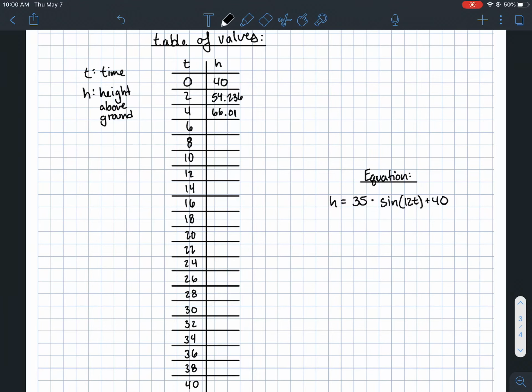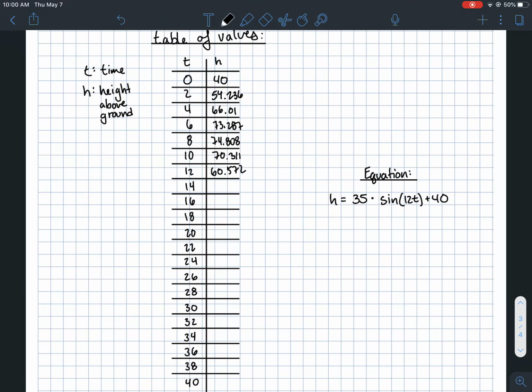Then at 66.01, 73.287, 74.808. So now we're going to start coming down because we've passed that first quarter, which would be 7.5 seconds. And now we come back to 70.311, 60.572.